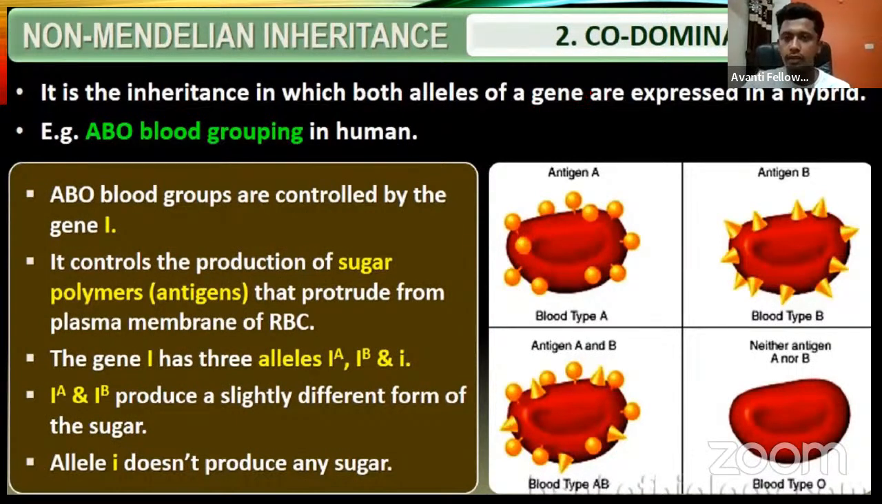Okay, so the next one is codominance. The name itself suggests codominance. That means two alleles are dominating, I mean, equally dominating. One of the excellent examples is our human blood group, that is the ABO blood grouping.